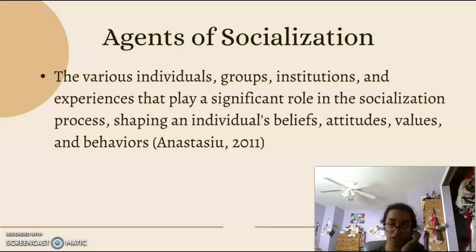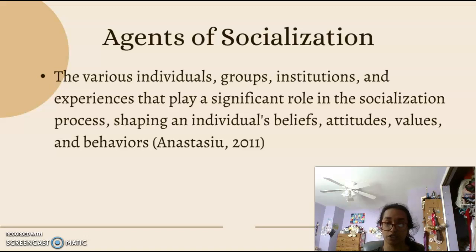Agents of socialization are the various individuals, groups, institutions, and experiences that play a significant role in the socialization process, shaping an individual's beliefs, attitudes, values, and behaviors. The primary agents of socialization include family, peer groups, schools, religious institutions, mass media, and the broader community. These agents provide individuals with social roles, teach them cultural norms and values, and help them acquire the necessary skills and knowledge to function in society. Through interaction with these agents, individuals internalize societal expectations and develop a sense of self.